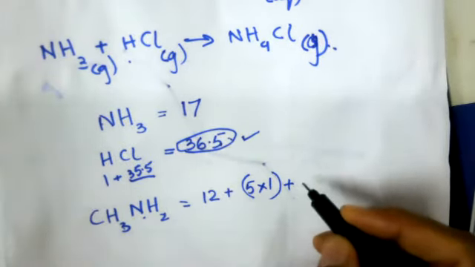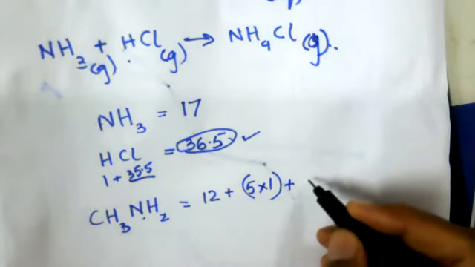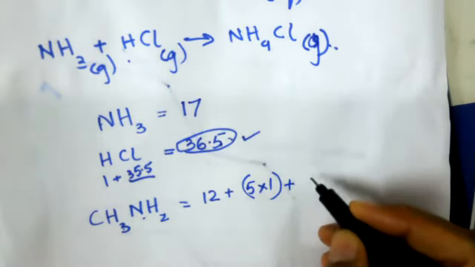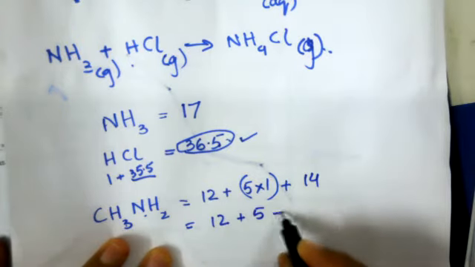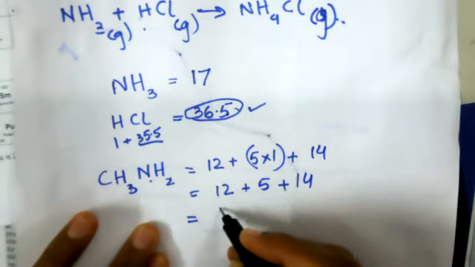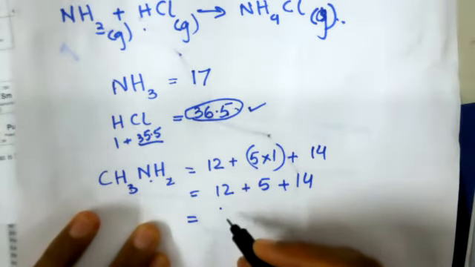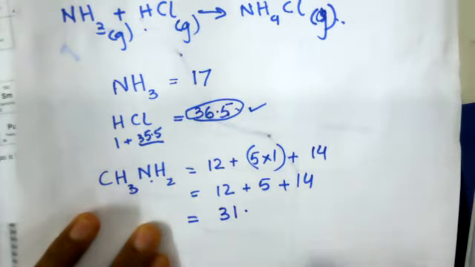One atom of nitrogen mass, please tell me from the periodic table. Hurry up. 14. Okay. So now we have 12 plus 5 plus 14. And 31. 31? Yes, ma'am. 31. Okay.